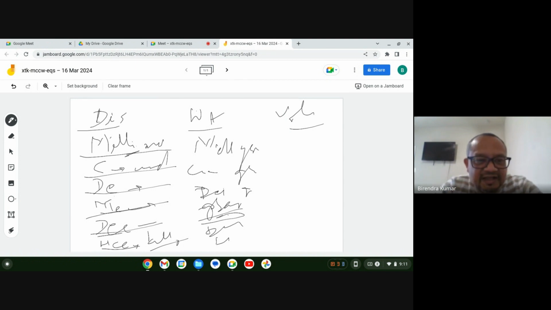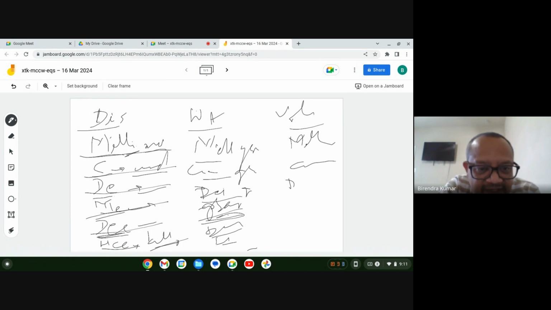Now, for distance, milli becomes millimeter, centi becomes centimeter, deci becomes decimeter, meter becomes meter, deca becomes decameter, hecto becomes hectometer, kilo becomes kilometer. That's the sequence. Similarly, for weight, it becomes milligram, centigram, decigram, gram, decagram, hectogram, kilogram. Now look at volume. Volume is in liter. We are still talking about the metric system. So it becomes milliliter, centiliter, deciliter, liter, like meter became meter here.